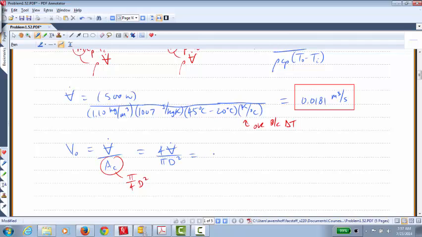So we write in our numbers here. 4, we're going to have 0.0181 cubic meters per second over pi times 0.07 meters quantity squared. If you notice here, the units then work out to be meters per second, which is what we'd expect for speed. And we get a value then of 4.70 meters per second.